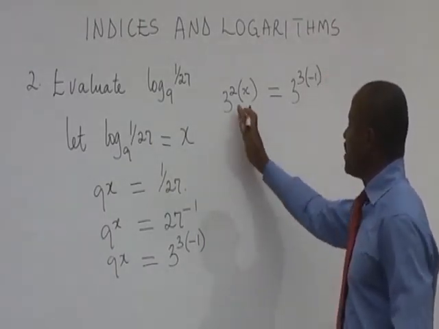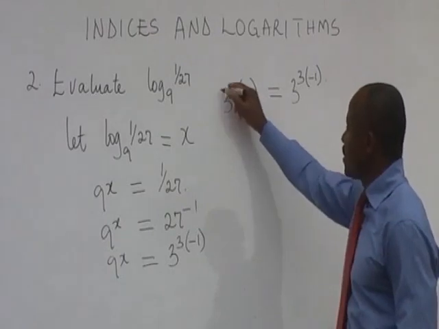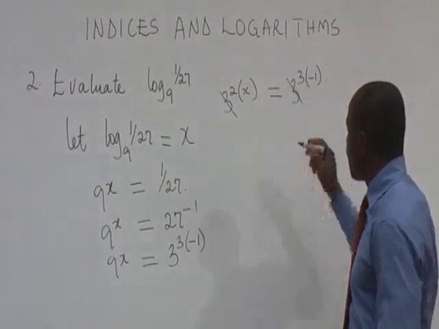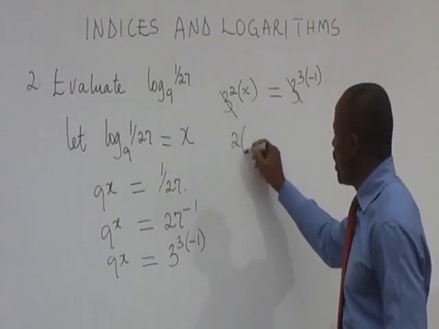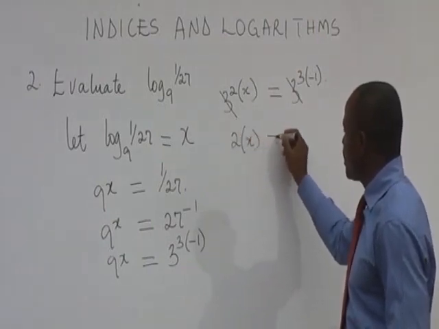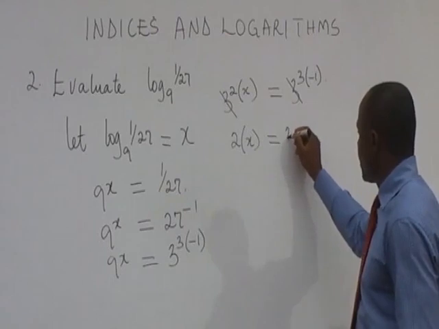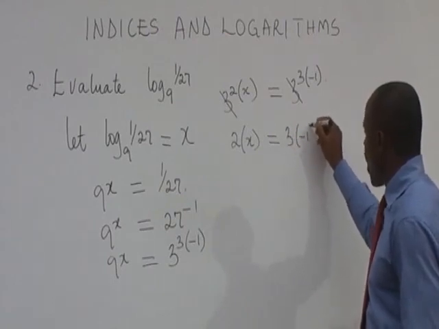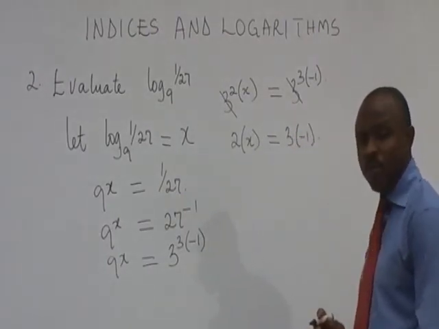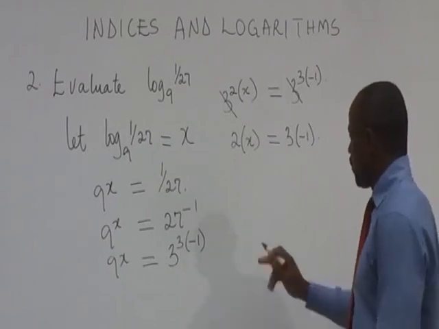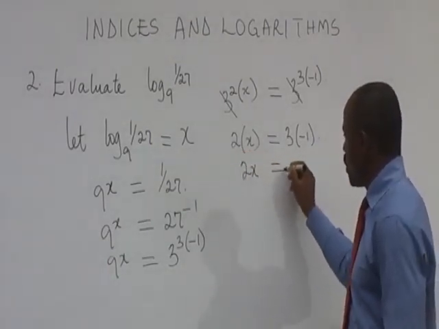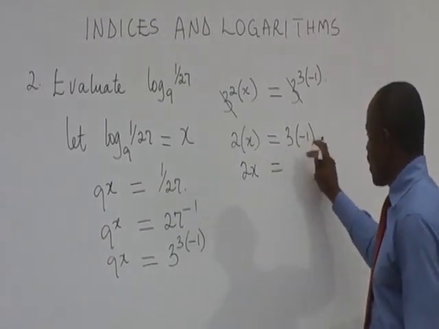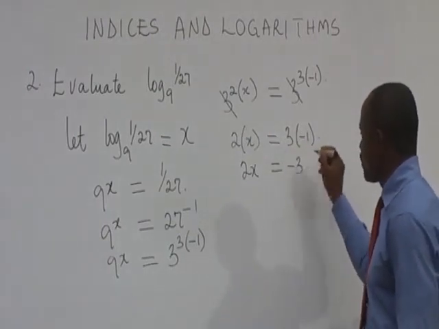Already you have the same bases on both sides. Do away with them. Now equate the index. The index you have is 2 into x. It's now equal to 3 into minus 1. Remove the bracket. 2 times x will give you 2x. It's going to be equal to 3 times minus 1, which will give you minus 3.